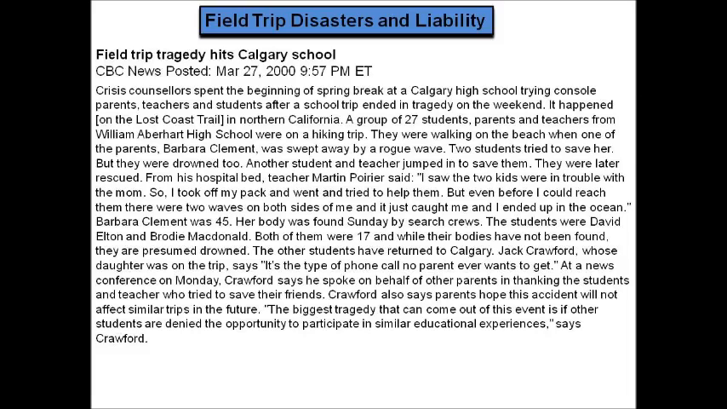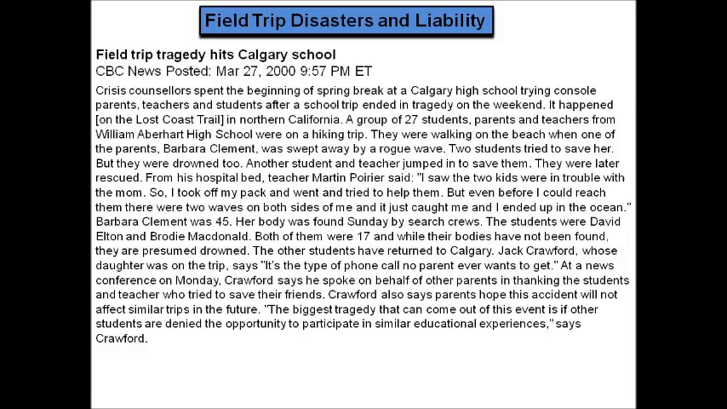It happened on the Lost Coast Trail in Northern California. A group of 27 students, parents, and teachers from William Aberhart High School. That's where my eldest daughter just finished high school. They were all on a hiking trip. They were walking on the beach when one of the parents, Barbara Clement, was swept away by a rogue wave.